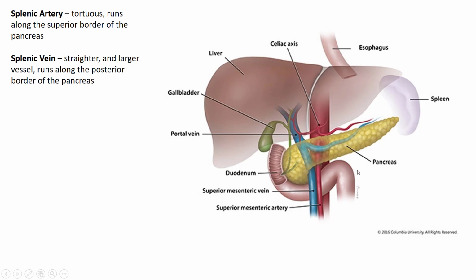They've neglected to draw the inferior mesenteric vein, but you can follow the splenic vein as it meets up with the superior mesenteric vein at the portal confluence and becomes a portal vein. And then coming off the aorta here is the celiac axis, and the splenic artery courses superior along the border of the pancreas.